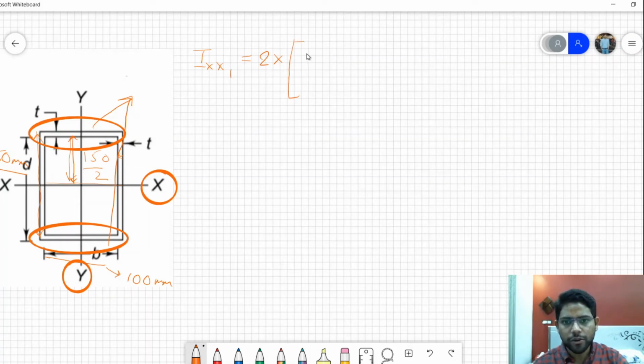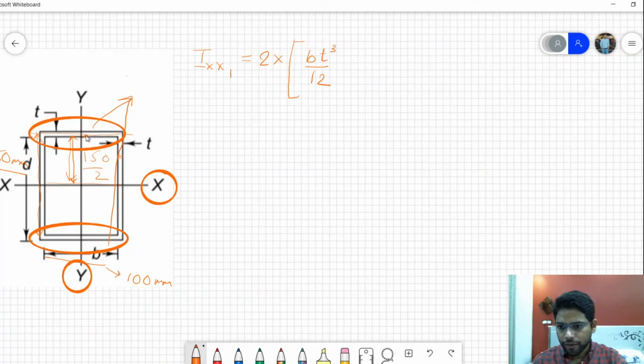It is equal to B T cube upon 12. This is basically the value of the second moment of area about its own centroidal axis, but we need to find it about the x-axis. So we have to use the parallel axis theorem.